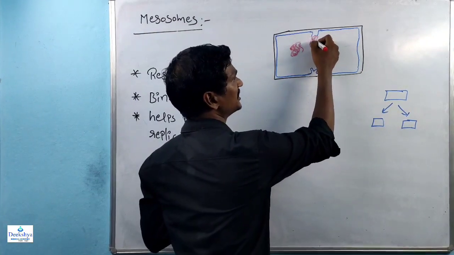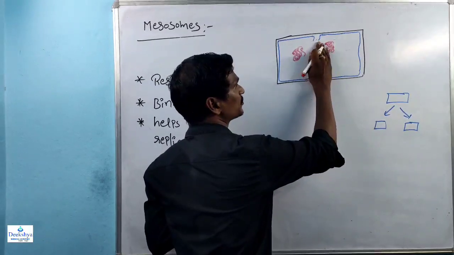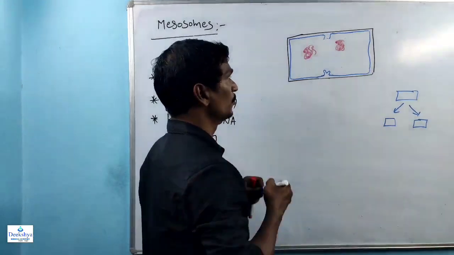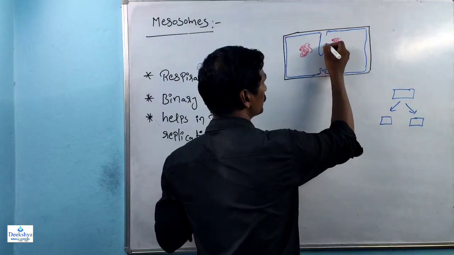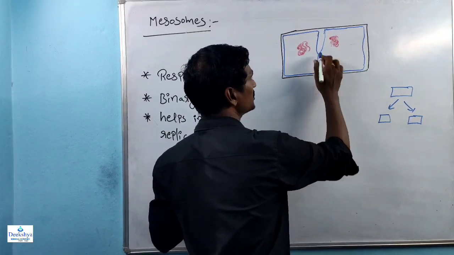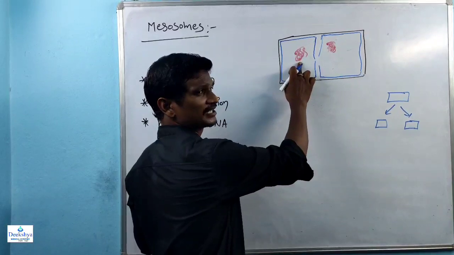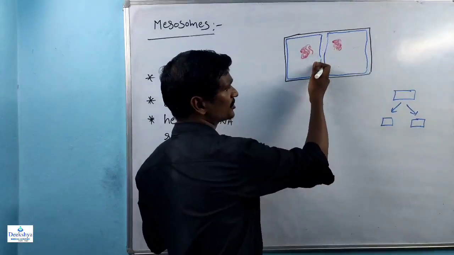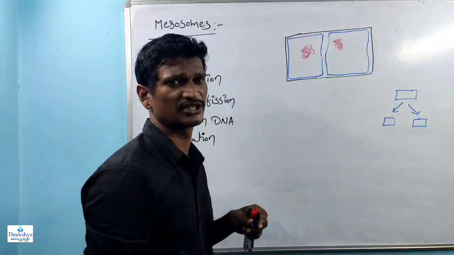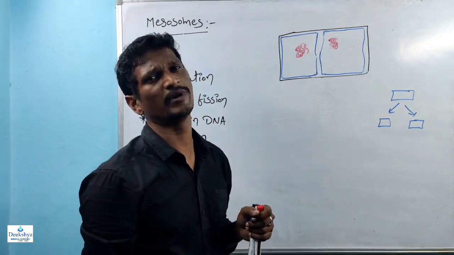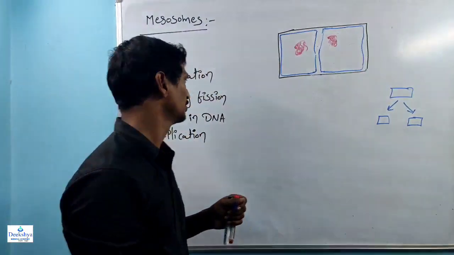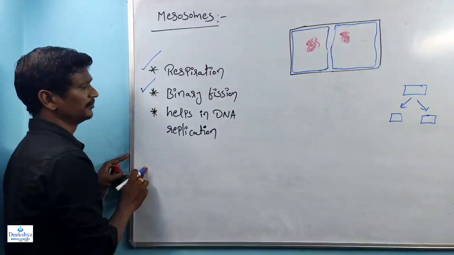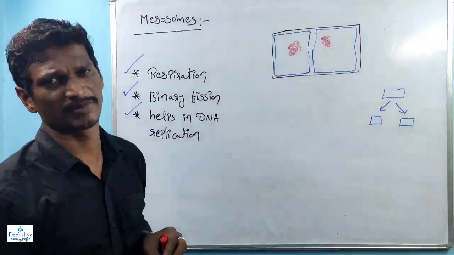Initially the genetic material of the bacteria is bound like this. After the replication process, the genetic material is separated. Once the genetic material is separated, the mesosomes form the septa. Once the septa are formed, this cell contains genetic material, and this cell also contains genetic material. Once the genetic material and cytoplasm are separated, new cell walls form. Then one bacterium is divided into two bacteria. So mesosomes are involved in respiration, in binary fission, and they help in DNA replication.